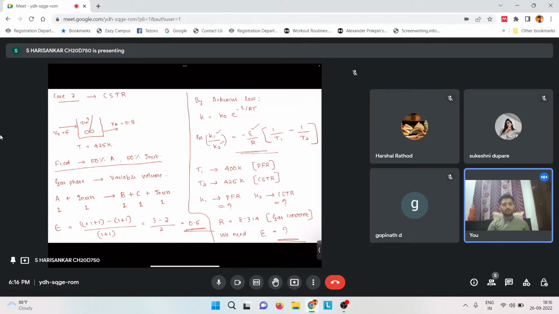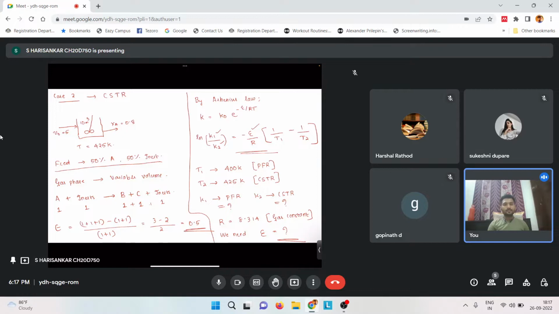So the equation of the reaction now becomes A plus inerts giving B plus C plus inerts. Basically the reaction here is A gives B plus C, but the inerts that are fed into the system will again come out into the product phase as inerts. So epsilon will be based on the number of total moles of product. The total moles of product will be B plus C plus inert, so that is 1 plus 1 plus 1, which is 3 moles.